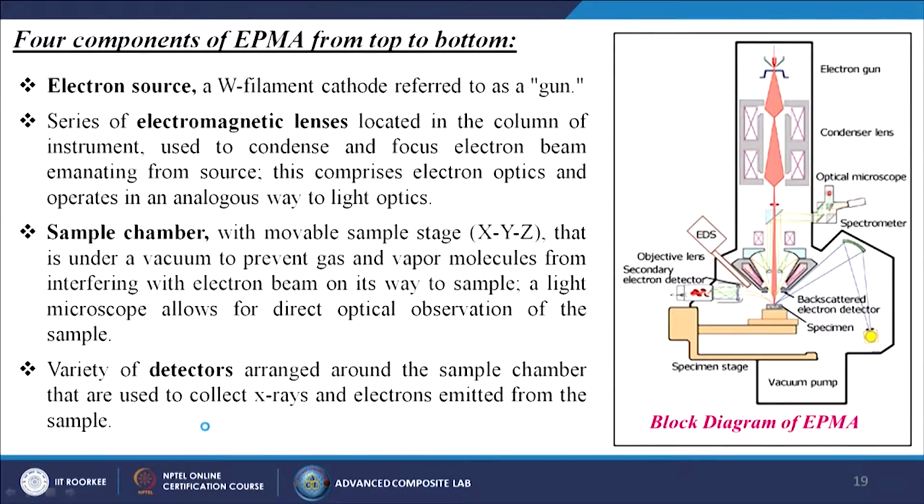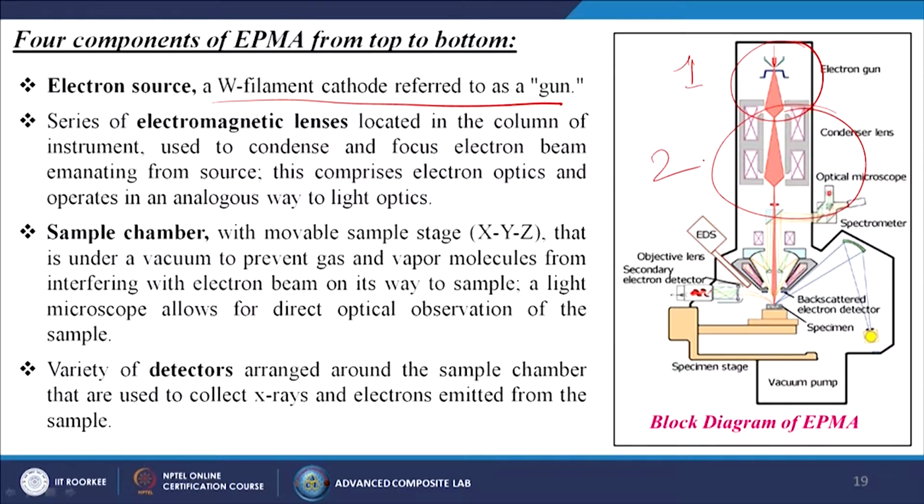Four components of EPMA from top to bottom. So, generally there are four components. The first one is called the electron source, a tungsten filament cathode referred to as a gun. So, this is number 1. Then a series of electromagnetic lenses located in the column of the instrument, used to condense and focus the electron beam emanating from the source. This comprises electron optics and operates in an analogous way to light optics. So, this zone is known as number 2.